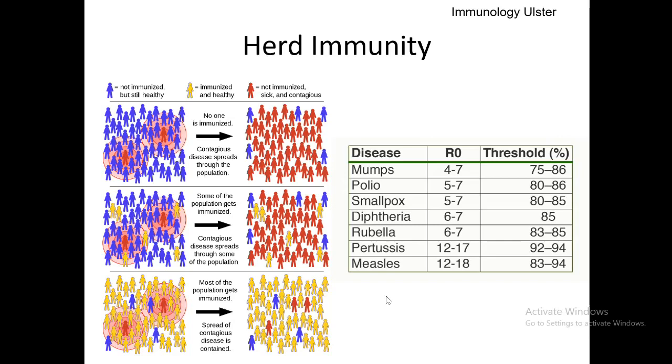And the percentage required for herd immunity threshold sort of ranges between 75 and 86 for that region. But as you can see, when you get the other diseases such as pertussis and measles, where the infection rate's a lot higher, then the threshold for herd immunity is a lot higher as a result.